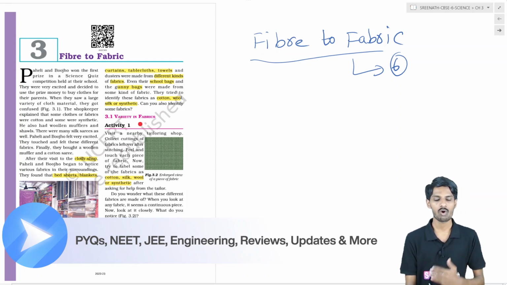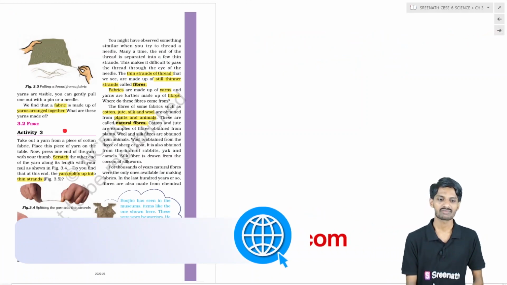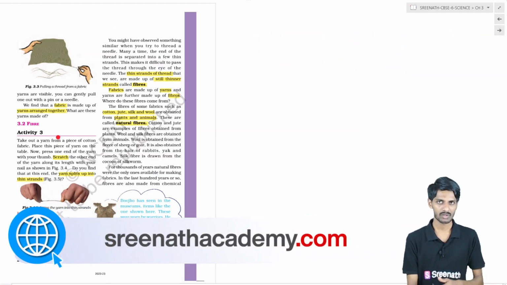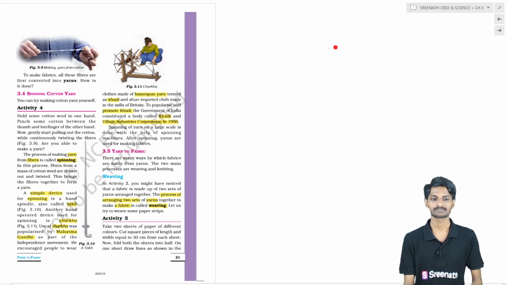In the overview, the first topic is variety in fabrics. What are the different varieties in fabrics? After that, the second topic is the fiber. What is meant by fiber? What are natural fibers? What are synthetic fibers? After that, some plant fibers. What are the plant fibers? We are going to discuss the plant fibers.